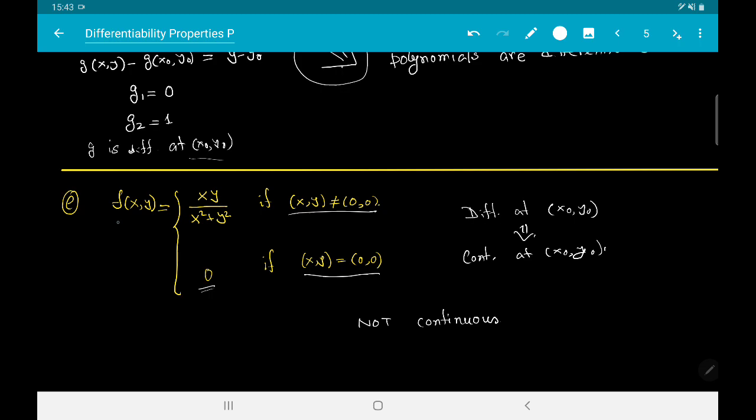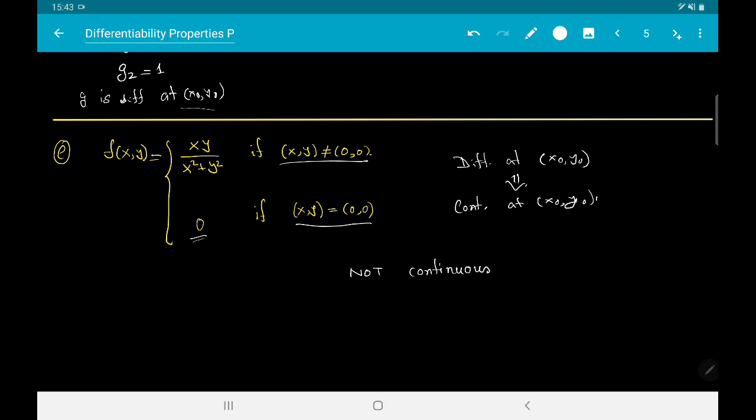So if it was true that if f(x,y) was differentiable at the point (0,0), then it would have been continuous at the point (0,0). But we have seen before that this function is not continuous at the point (0,0), and as a consequence it is not differentiable at the point (0,0).